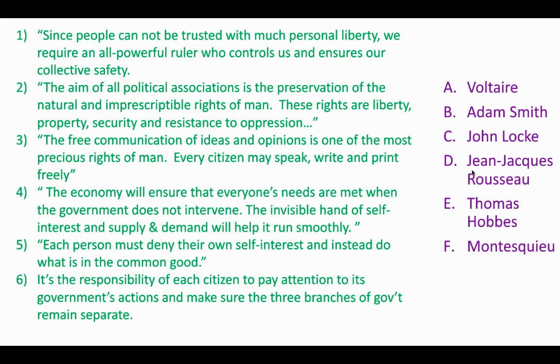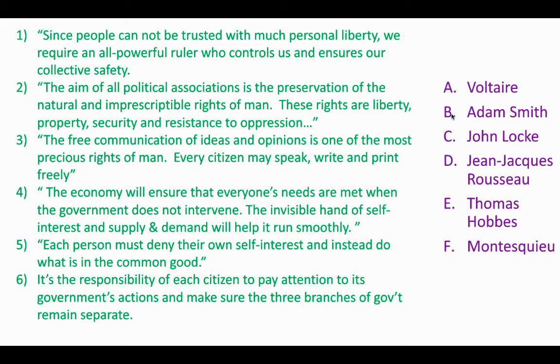Number 1, since people cannot be trusted with much personal liberty, that one is Thomas Hobbes, 1E. Number 2, the aim of all political associations is the preservation. That one is C. So 2C, that's John Locke. Number 3, the free communication of ideas and opinions is one of the most precious rights of man. So the person who cared most about this would be Voltaire, 3A. 4, the economy will ensure that everyone's needs are met. That is Adam Smith.